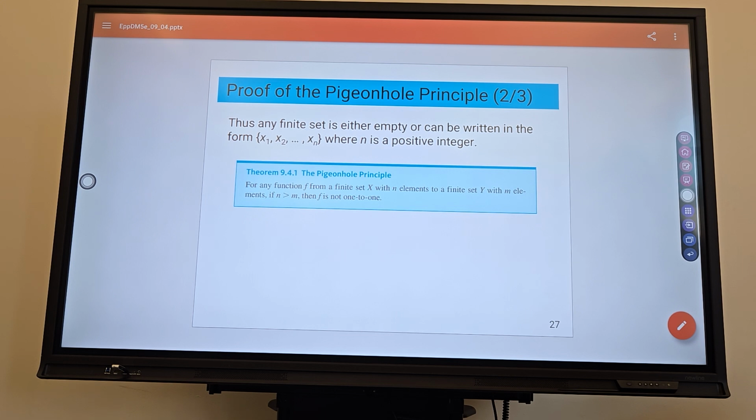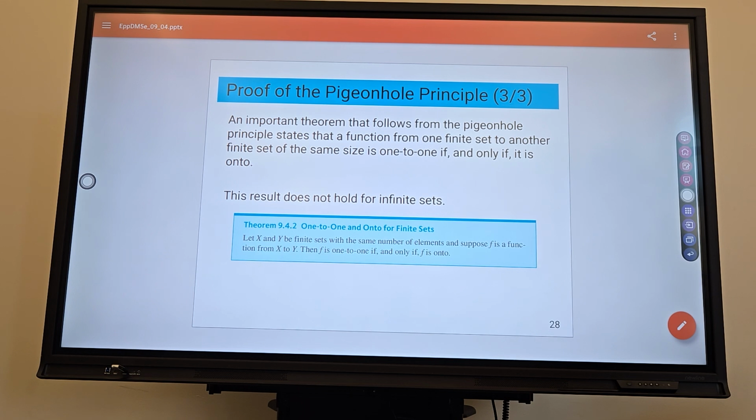So for any function f from a finite set x with n elements to a finite set y with m elements, if n is greater than m, then f is not one-to-one. It's not a one-to-one relation between x and y. Okay?